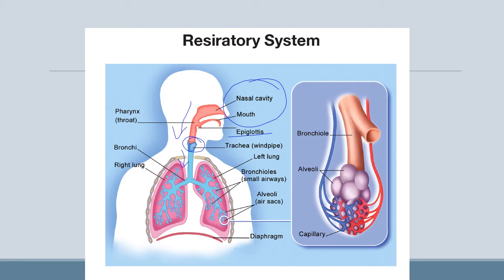From the trachea, it branches into structures called bronchi, going to the right or the left side of the lungs, whichever lungs you're going to. From there, it branches into structures called bronchioles. And from the bronchioles, it eventually reaches these tiny little air sac structures called alveoli. And that's what this thing is over here.